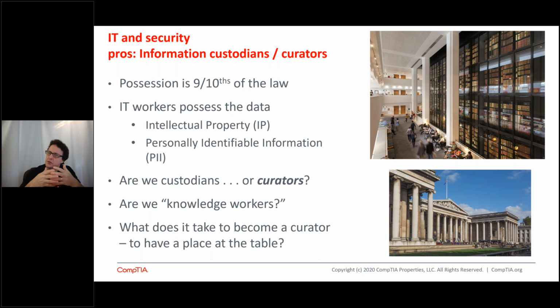Are we custodians or curators of data? I was talking to an IT worker where I said, yeah, we're custodians of data. And she was like, no, I think we're more curators. A custodian is something that's kind of seen after the fact and cleaning up. We're actually involved in managing this data. We are knowledge workers as IT professionals. A knowledge worker traditionally was a lawyer or a doctor. Well, IT workers are very much knowledge workers.